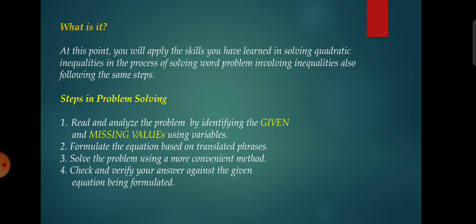So what is it? At this point, you will apply the skills you have learned in solving quadratic inequalities in the process of solving word problems involving inequalities, also following the same steps. So again, we have the 4 steps in problem solving. First, read and analyze the problem by identifying the given and missing values using variables. Second, formulate the equation based on translated phrases. Third one, solve the problem using a more convenient method. Fourth, check and verify your answer against the given equation being formulated.